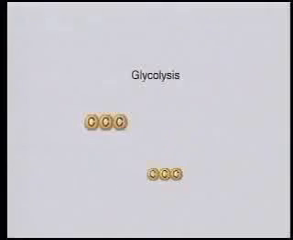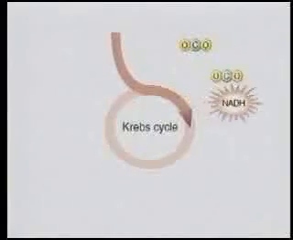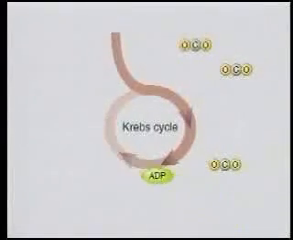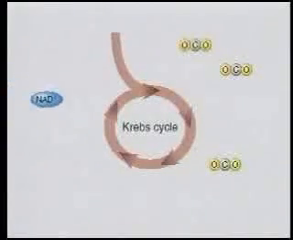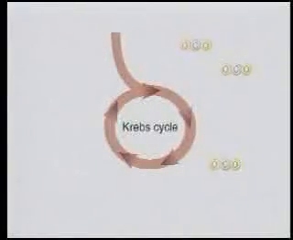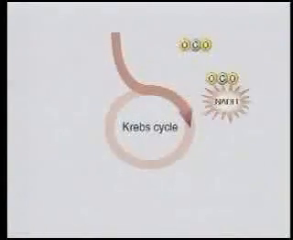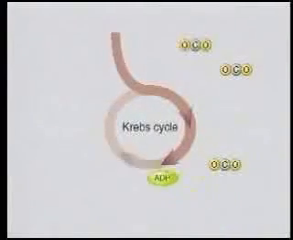Recall that a glucose molecule is split into 2 3-carbon pyruvate molecules during glycolysis. Therefore, the chemical reactions in the Krebs cycle occur twice for each glucose molecule that enters the glycolysis pathway. This produces a substantial harvest of high-energy compounds. These high-energy compounds remain in the mitochondrion and power the final phase of aerobic respiration, the electron transport chain.